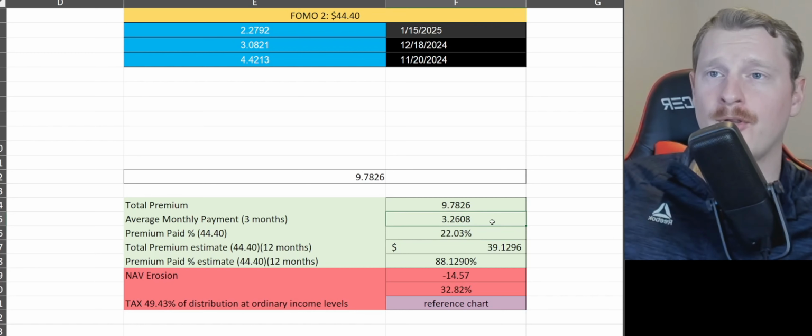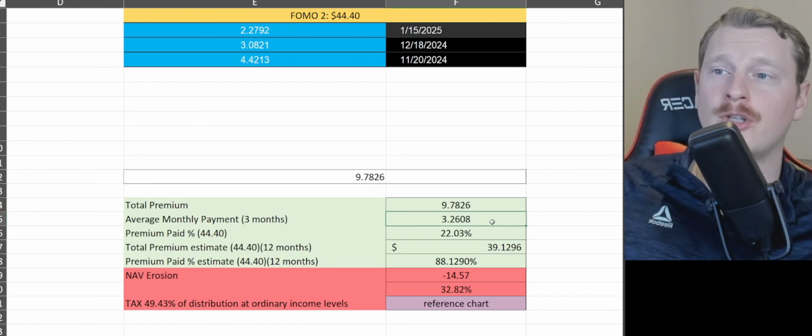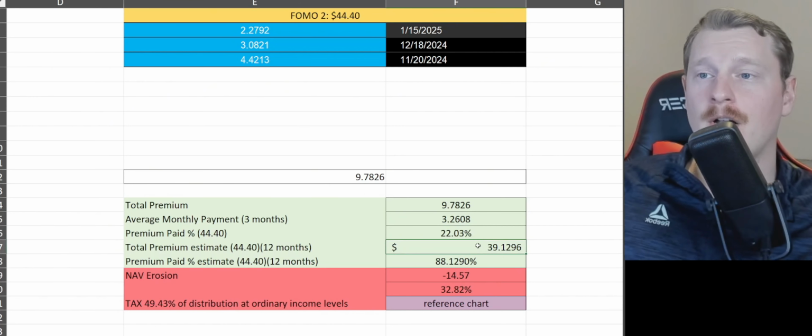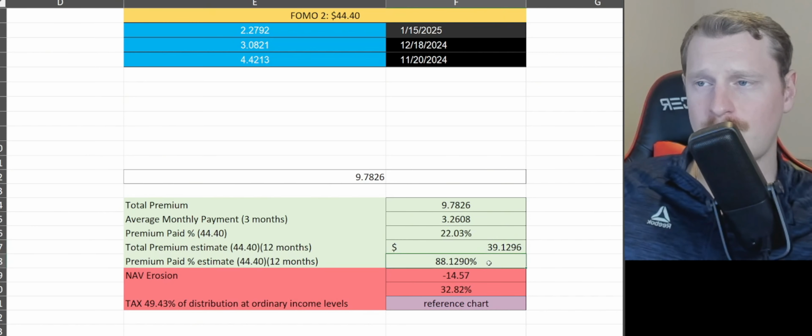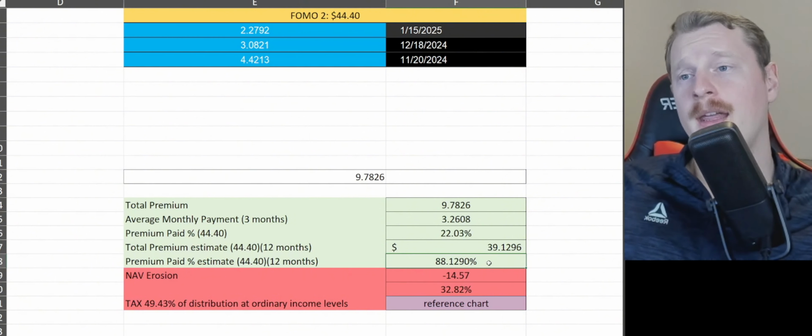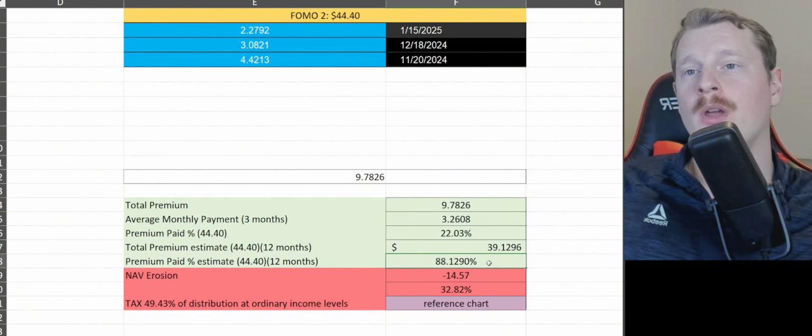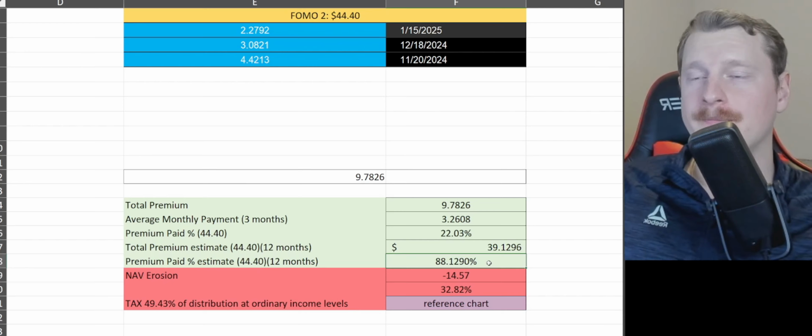So to come up with the 12-month estimates, we took this $3.26 distribution and we just multiplied it by 12 to then get $39.12 of premium per MSTY share. And if you look at that as a distribution rate, that's about 88.12%. That's pretty good, right?